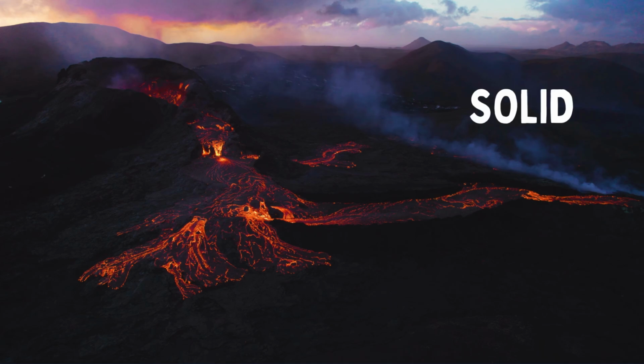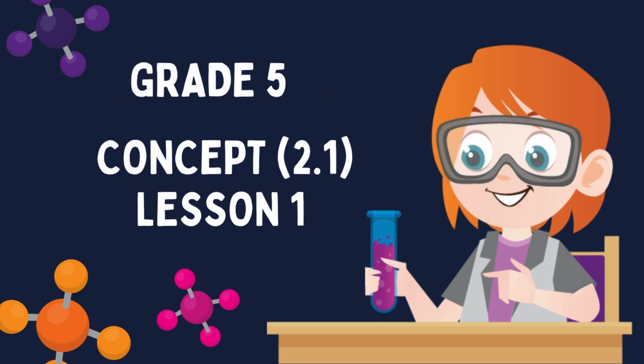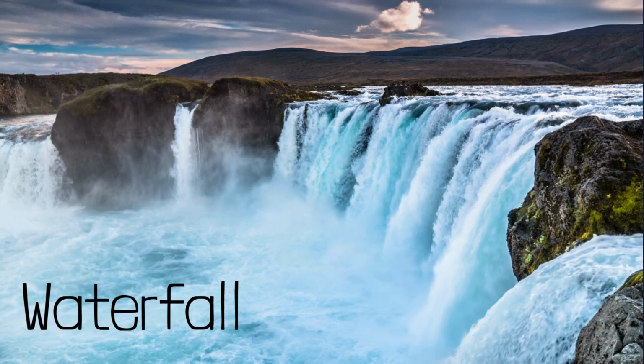From this, we know that there are three states in any substance, any material, as this material may be gas or liquid or solid. So now we will start studying concept 1, which has the title Matter in the World Around Us. In this lesson we will know the meaning of matter and how matter is found in the world around us.